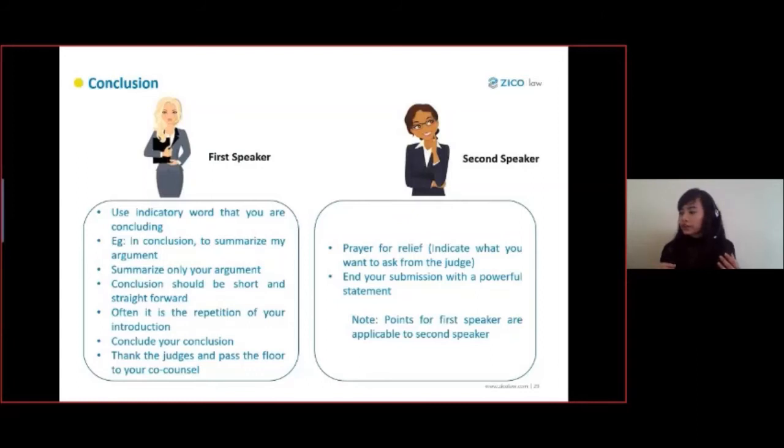Your conclusion should always be short and straightforward. And yeah, you should always conclude your conclusion. Now, what I mean by this is that you should always say that you're done with your conclusion and you'll pass the floor to the second speaker. So for the second speaker, how to conclude, you should always do what the first speaker does, except for the passing of the floor, and you should always state your prayer for relief and end your submission with a powerful statement. Next is rebuttal.